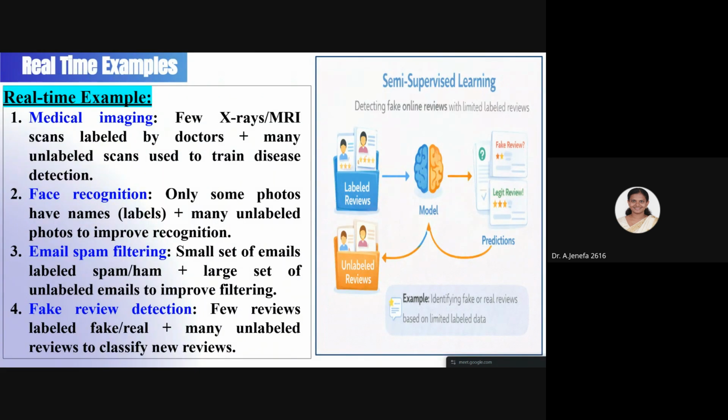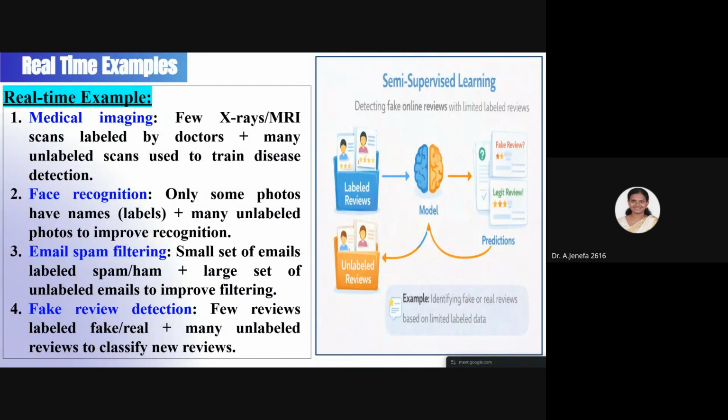Let me show you real-time examples of semi-supervised learning. Here we have medical imaging. A few X-rays and MRI scans are labeled by doctors, plus many unlabeled scans, used to train disease detection. Only a set of X-ray or MRI images is labeled by doctors, and most of them are unlabeled scans. But by having the knowledge of labeled X-rays and MRI scans, we should be able to predict the unlabeled scans as well. This kind of learning model is called semi-supervised learning.